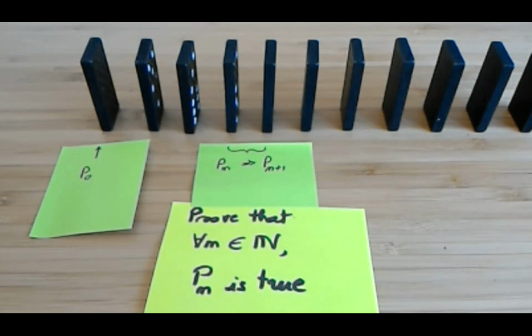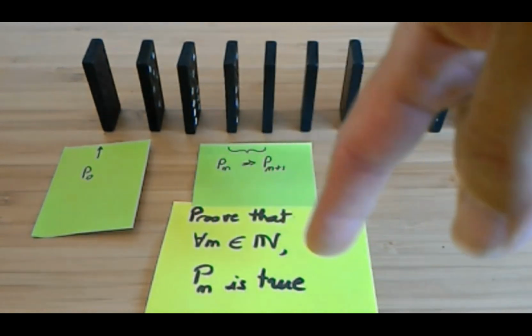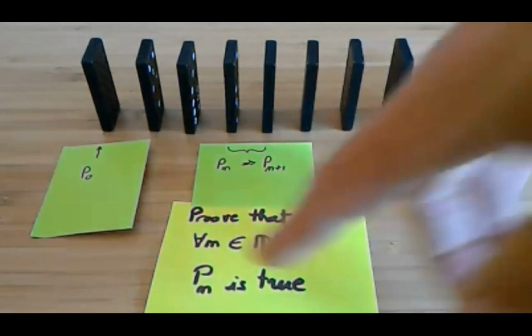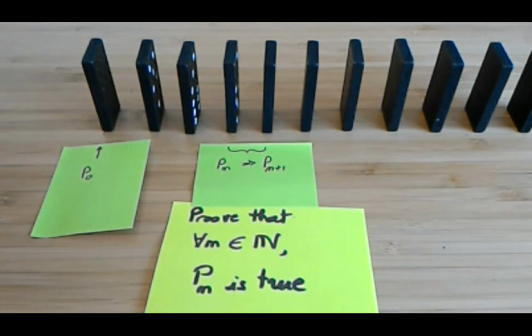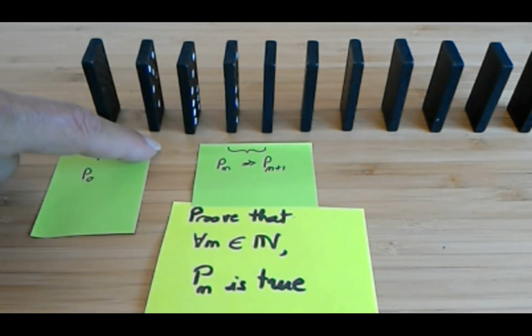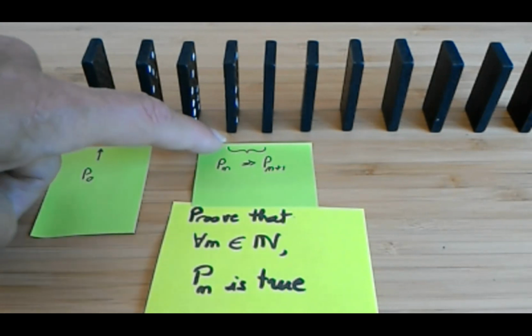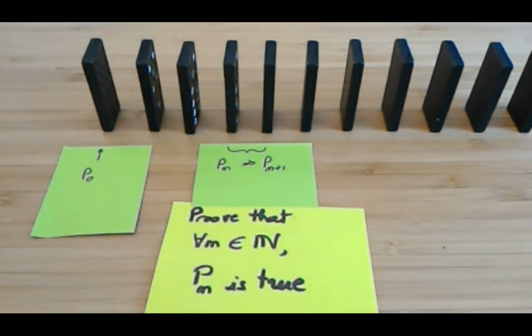We want to prove that for all whole numbers n in the set of the whole numbers, a certain statement Pn is true. What is Pn? For example, if I number my statements, this is the first one, which I call P0. I could have started with P1, but I start with P0, and then this one is P1, P2, P3, P4, P5, okay?